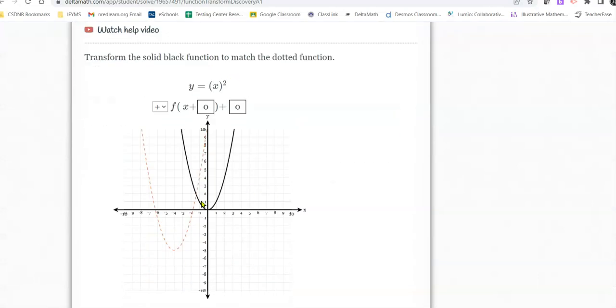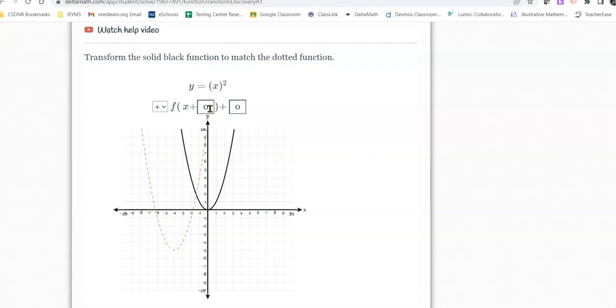Again, this vertex, which is what you should be concentrating on, is moving to the left and moving down. It's moving left and down. So left is in the parentheses and down is outside the parentheses. So left is plus and down is minus.